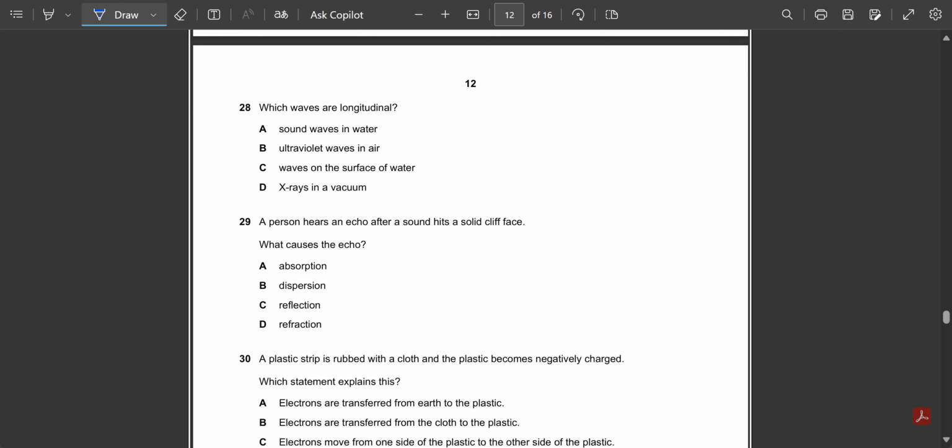Which waves are always longitudinal? Sound waves. The rest are all electromagnetic waves, which are transverse. A person hears an echo after a sound hits a solid cliff face. What causes the echo? That's a reflection of the sound.